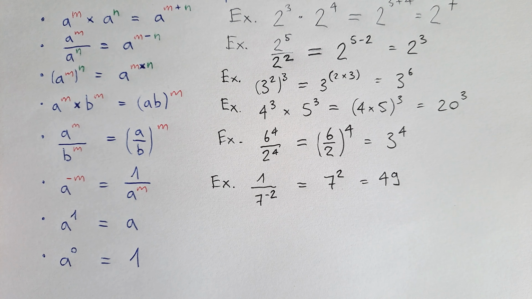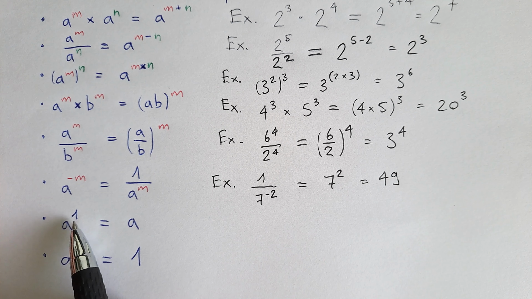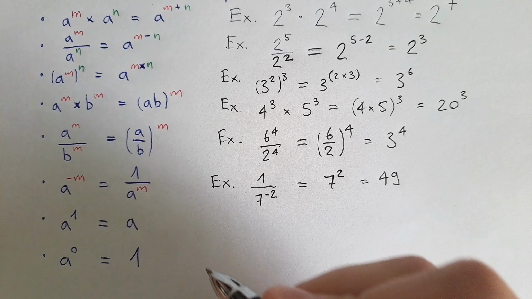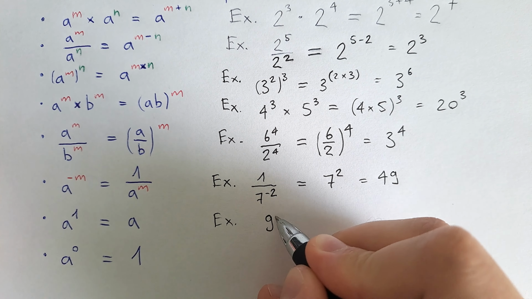Alright, here's law number 7. Let's keep it simple. When you raise any number to the power of 1, it stays the same. So 9 to the power of 1 is just 9.